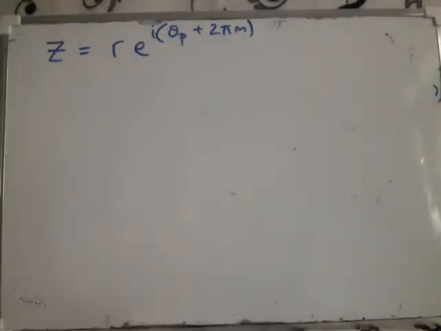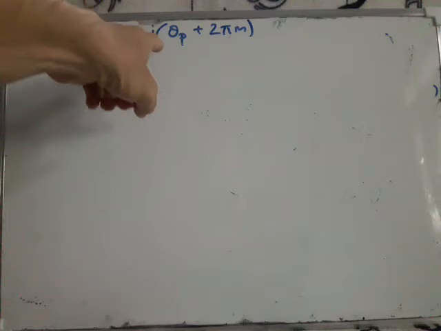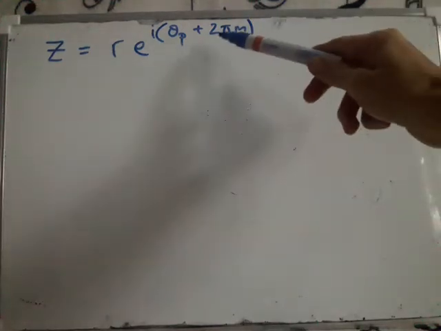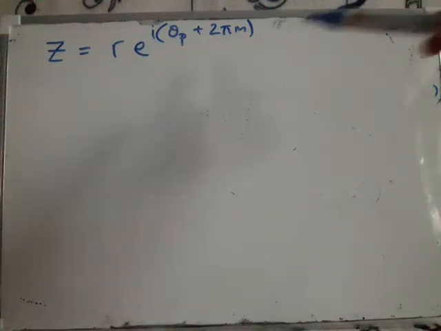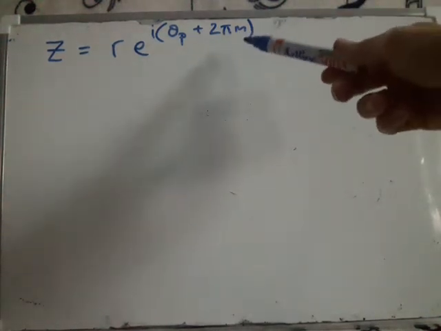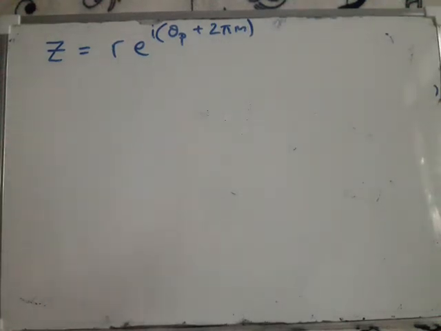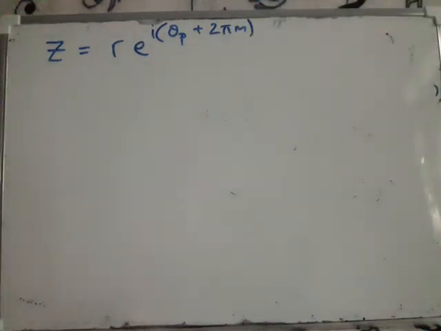So we can write any complex number z in polar form, r times e to the i theta p, where theta p, remember, is the principal argument. But then we're free to add 2 pi times an integer. Okay, so to any angle, you can add 2 pi or 4 pi or minus 2 pi, and you get the same angle. So whatever the value of m, this represents the same complex number.